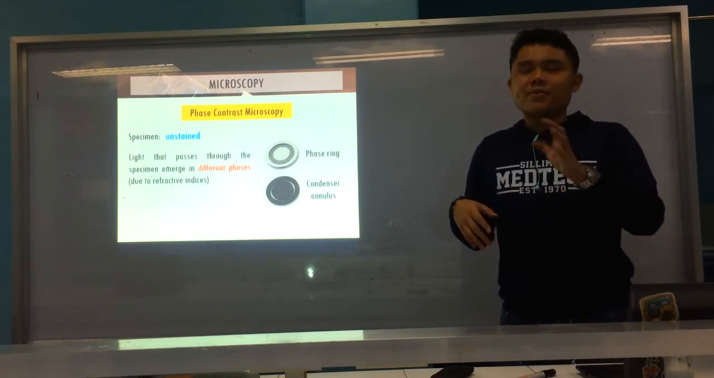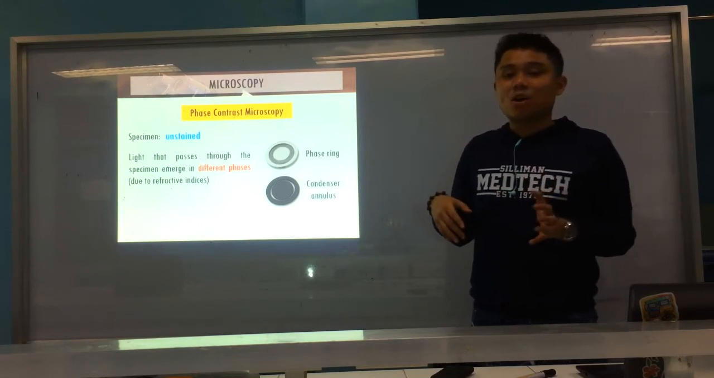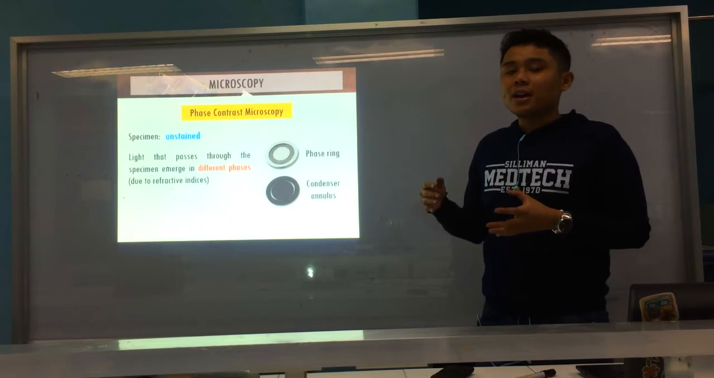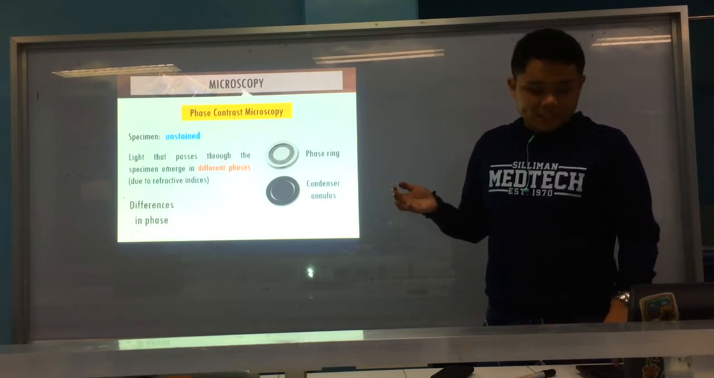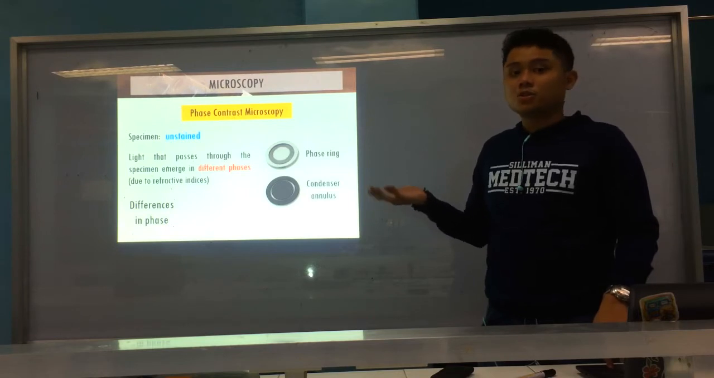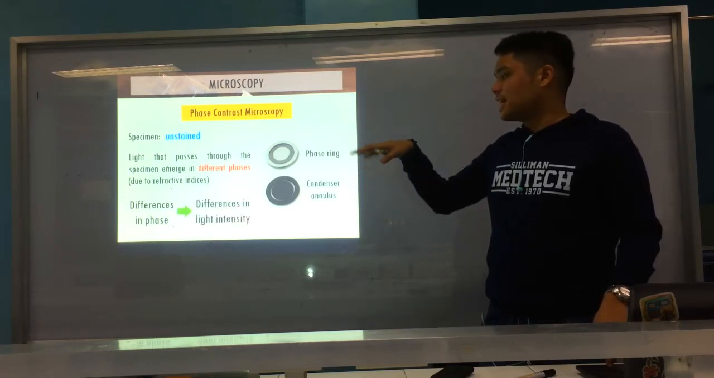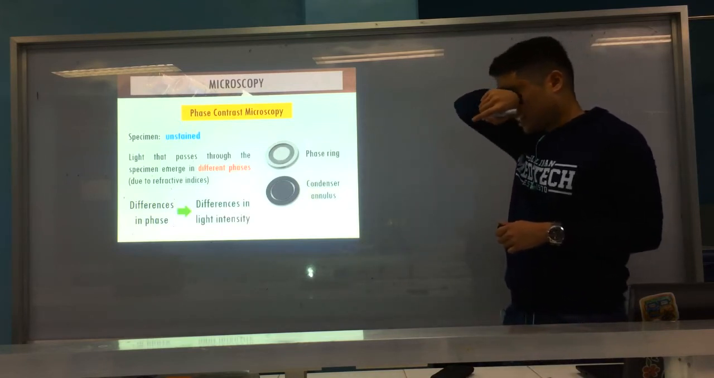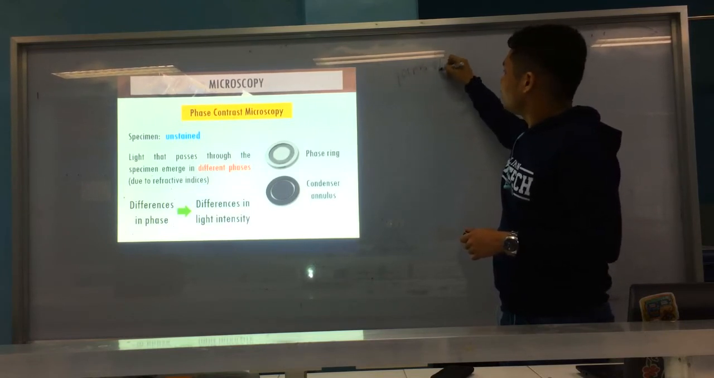Now, your different phases are converted into differences in light intensity or contrast. This will help in the identification of internal structures and other important structures. Because of differences in phase, you have differences in light intensity. And what you have to remember about phase contrast is that it forms a halo of light.